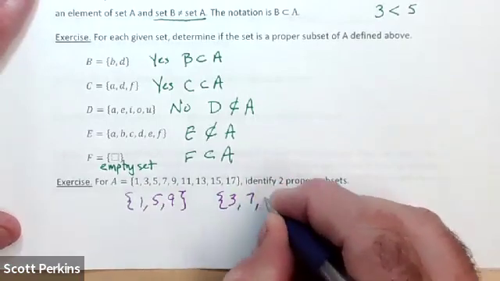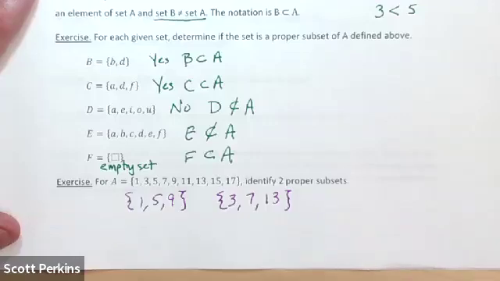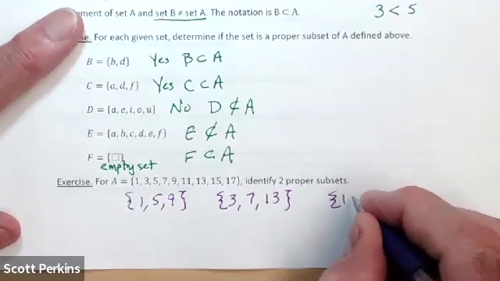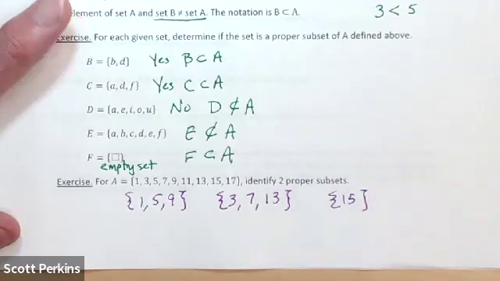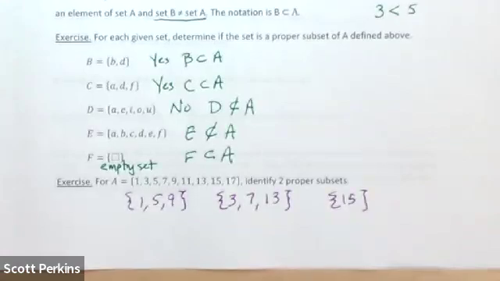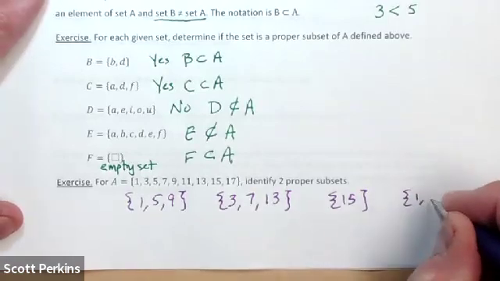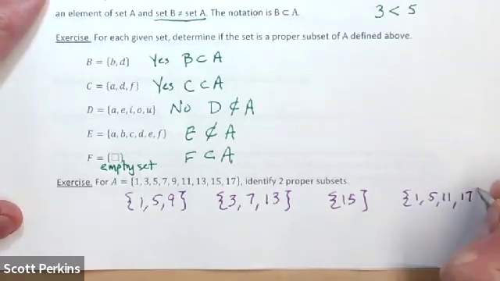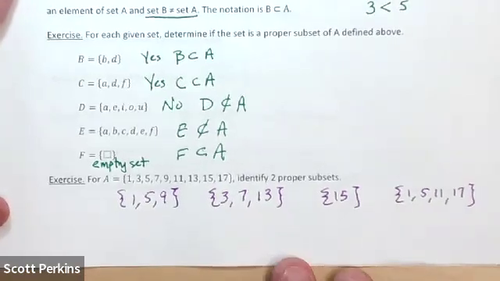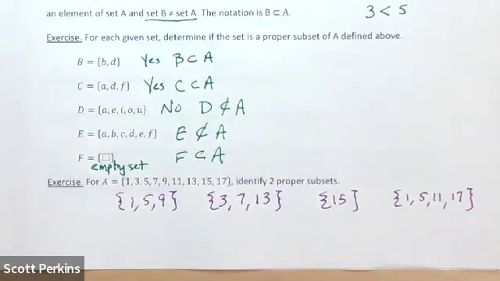3, 7, 13. Fantastic. Same thing. Here's another one, a nice quick one. The set with 15 in it. Excellent. Somebody give me one more, just so we have a little variety here. 1, 5, 11, and 17. And again, all of these subsets are proper because they don't include everything.